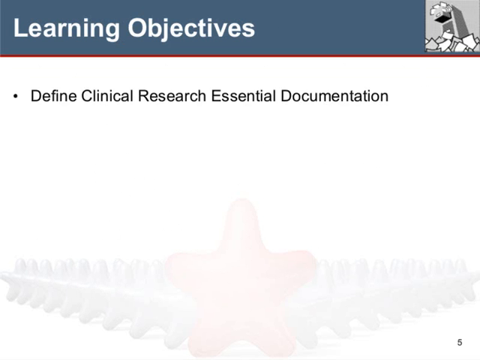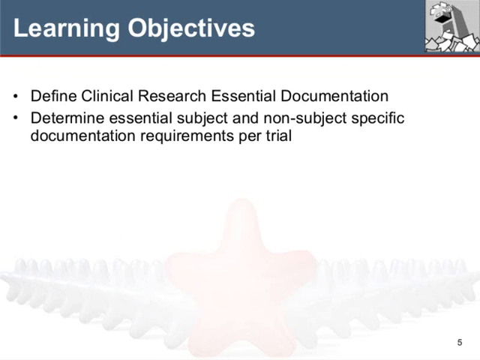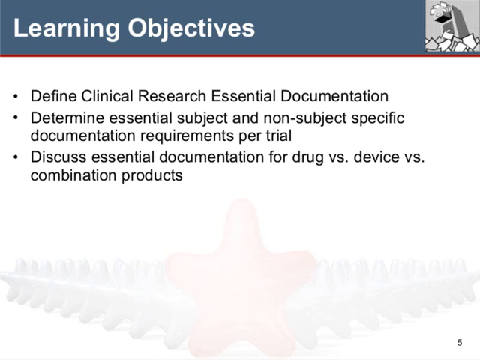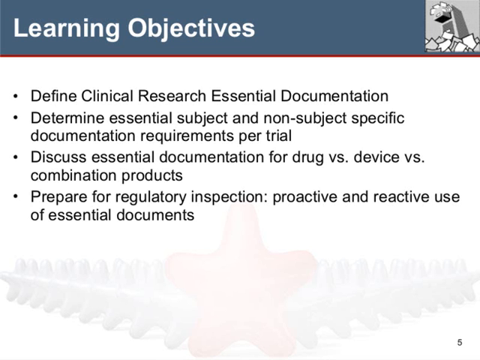So learning objectives today. We're going to define clinical research EDs, and then determine essential subject and non-subject. We'll really go through the different stages of a trial. So before this trial starts, during, and post-trial. And then drug versus device versus what would you see in a combination product essential file for the site.